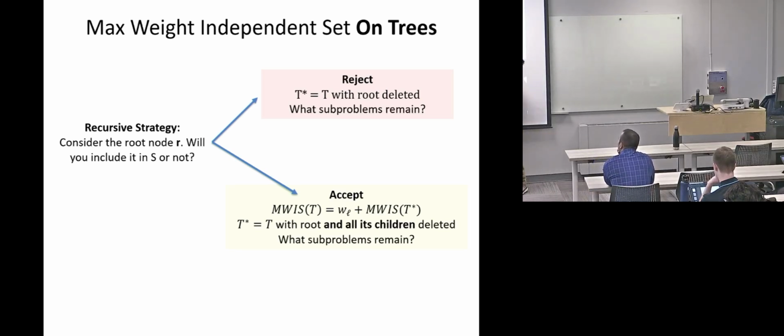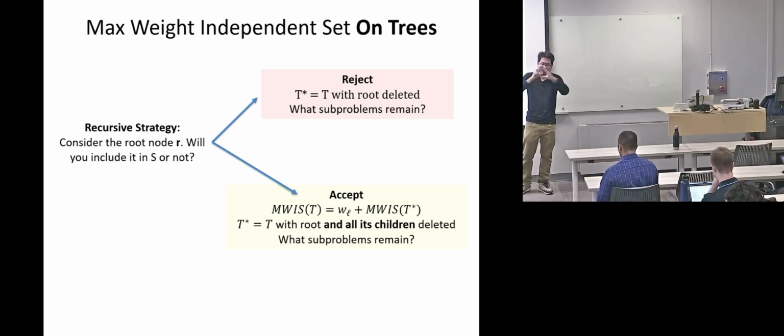Let's start with, suppose that you don't include it, you reject it from your solution. Then you get some tree where you deleted the root node. And you can ask yourself what are the subproblems that remain. Basically, the subproblem that remains is the subproblem rooted at each child of the root. It's the same problem. Just look at the subproblem of each child of the root. Okay. Now, what if you accept?